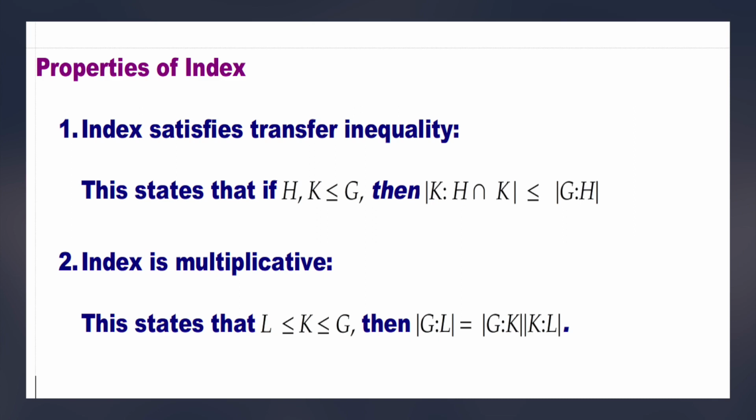Next, index is multiplicative. This states that if L is a subgroup of K, which is a subgroup of G, then the index of L in G is equal to the product of the index of K in G and the index of L in K. Let us see some theorems.